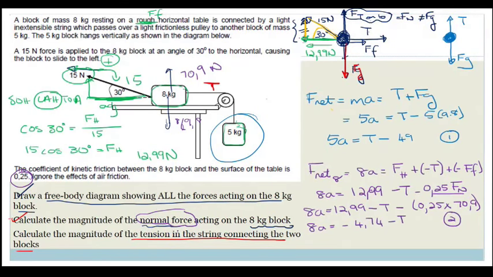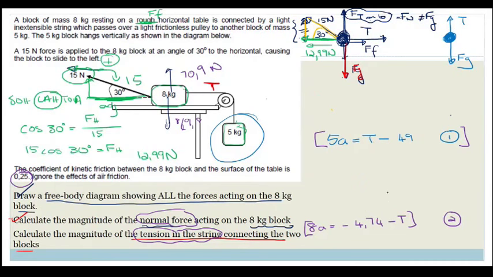Now remember, we're working out the tension in the string, and we've got two equations. We've got this one here, and we've got this one here. Okay, so we're going to solve both of these for T. So T is going to equal 5a plus 49. I've just taken the 49 across. So now we're going to make that equation 3. And then this becomes, take it across, T is equal to minus 8a minus 4.74. Okay, and that's going to be equation 4.